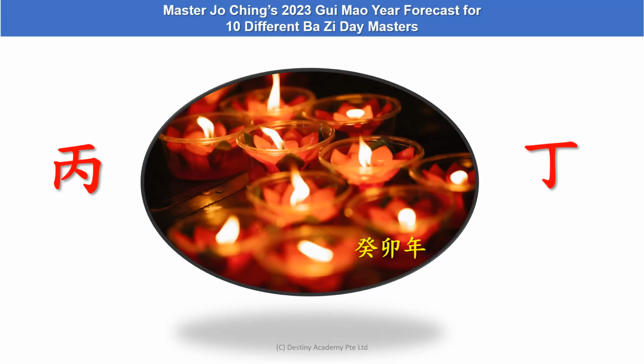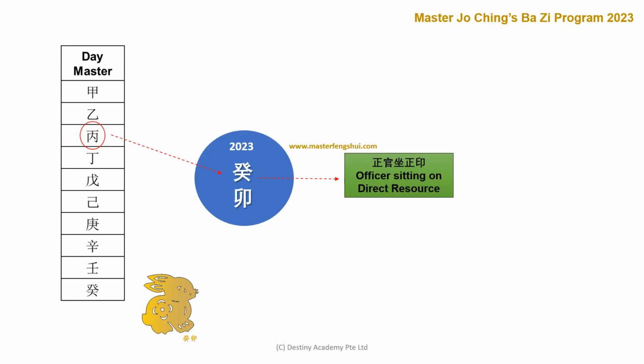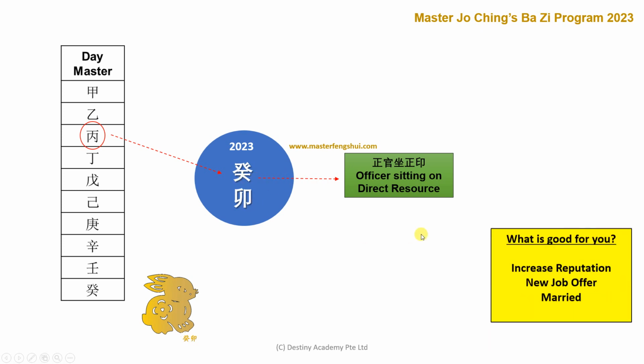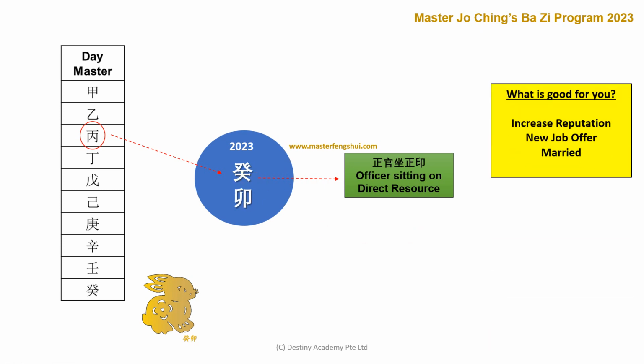Now, next one is the Ping and the Ting Daymaster. When Ping sees the Gui Mao pillar coming in 2023, it is actually his officer star, also sitting on his direct resource. What is good for you? Usually you will have an increase in reputation, as well as a new job offer or job rotation, or sometimes it will lead to a promotion, because after all it is a direct officer on direct resource.